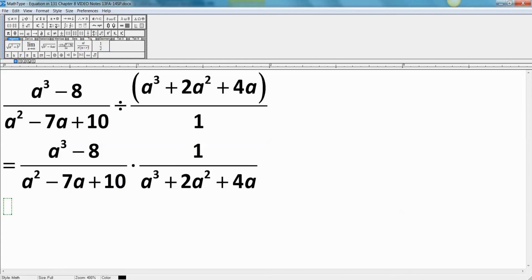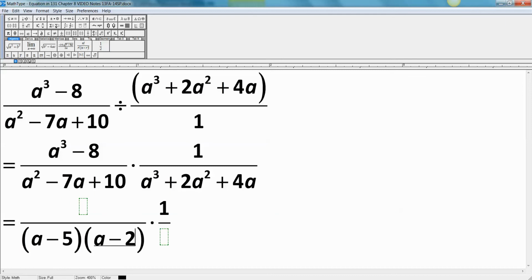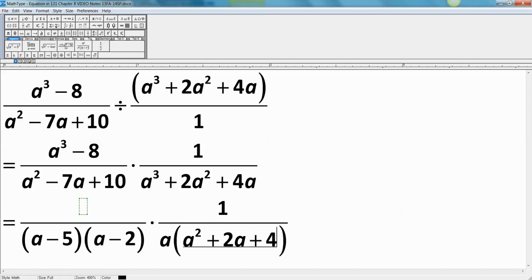All right, now we have to factor a whole bunch of stuff. This part right here, this bottom left, is the easiest one on there. It's a minus 5 times a minus 2, because minus 5 times minus 2 multiplies to 10, but adds up to negative 7 for the middle. Now over here, a cubed, a squared, and a, they all have an a that I could take out. That'll leave me a squared plus 2a plus 4, right? And that's prime. It doesn't go any further because 4 is either 4 and 1 or 2 and 2, and neither one of those adds up to 2 in the middle, so we're good there.